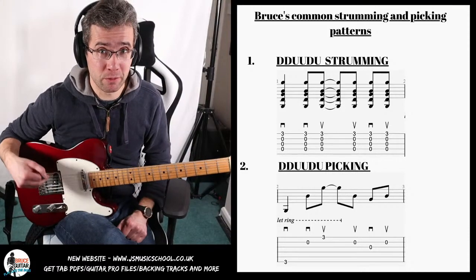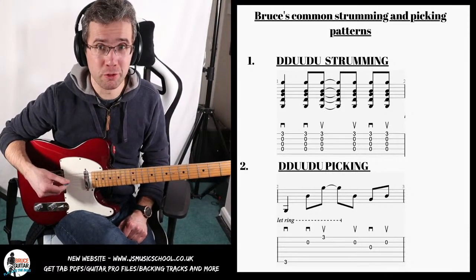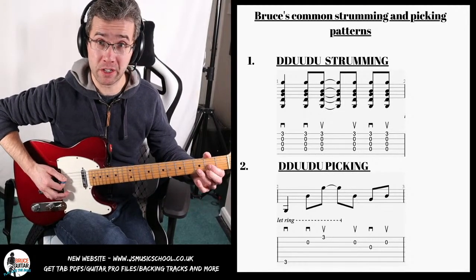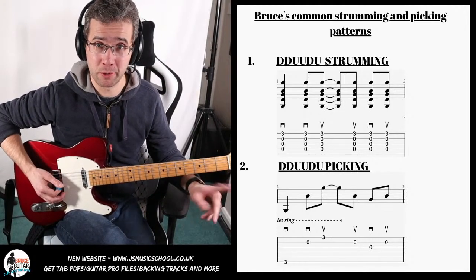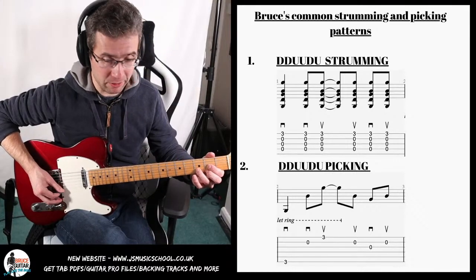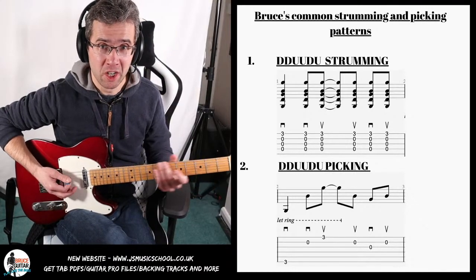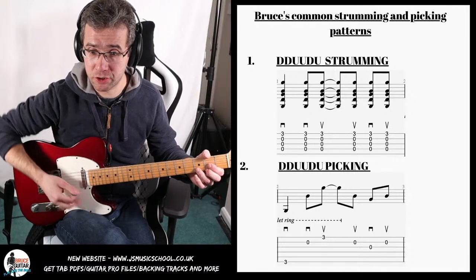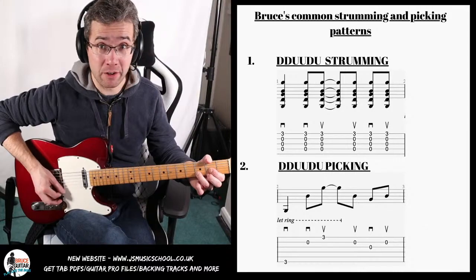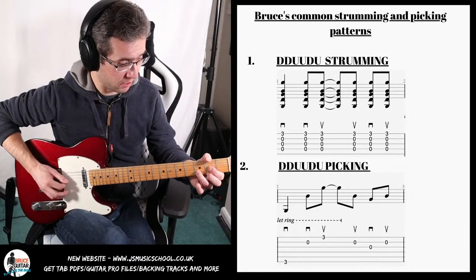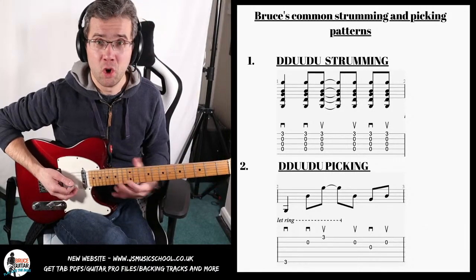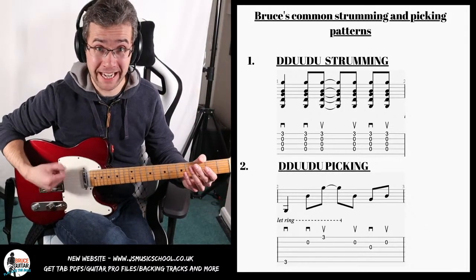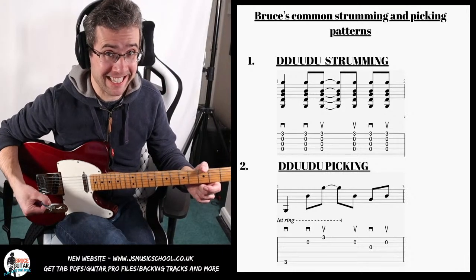It's also worth mentioning with picking, Bruce often plays his picking like he was doing an arpeggio. So I'm not going to go into arpeggios, but like down, down, and then up, up, up. Often with my pupils, I encourage them to do alternate picking. Again, this will help with that: down, up, down, up, down, up, down, down, up, down, up. Or if it's a rhythm like this, down, down, up, down, up, I'll do the same picking as I would strum.